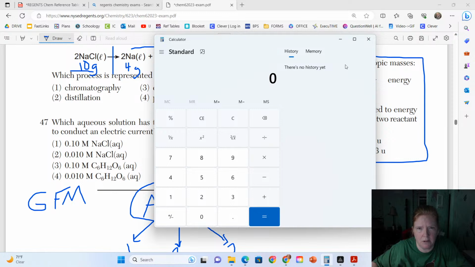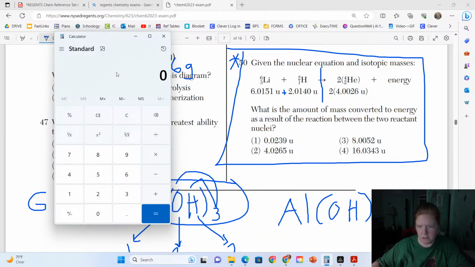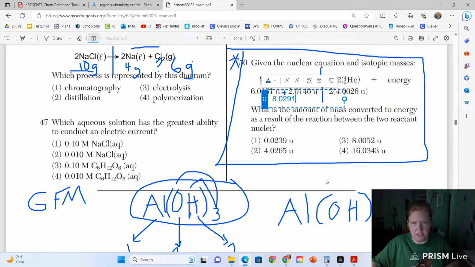So let's just do that. I'll pull up a calculator here. All right, and we'll do 6.0151 plus 2.0140 equals. So that answer, I'm going to copy that. That answer is those two added together. Okay, so do you see what I did?